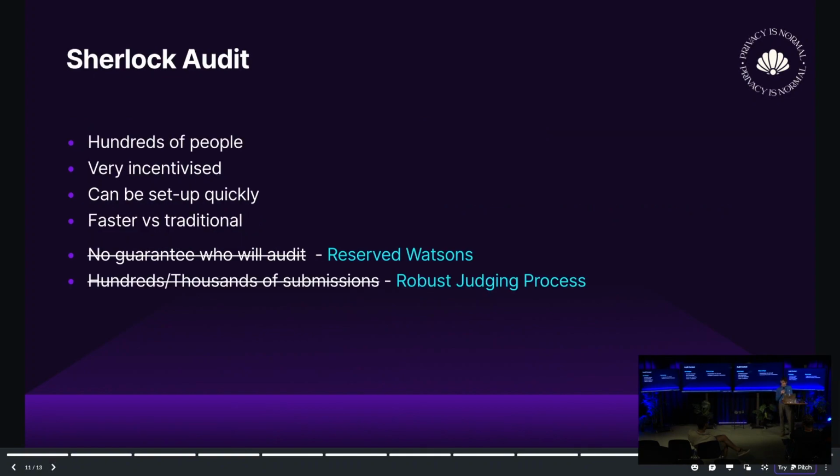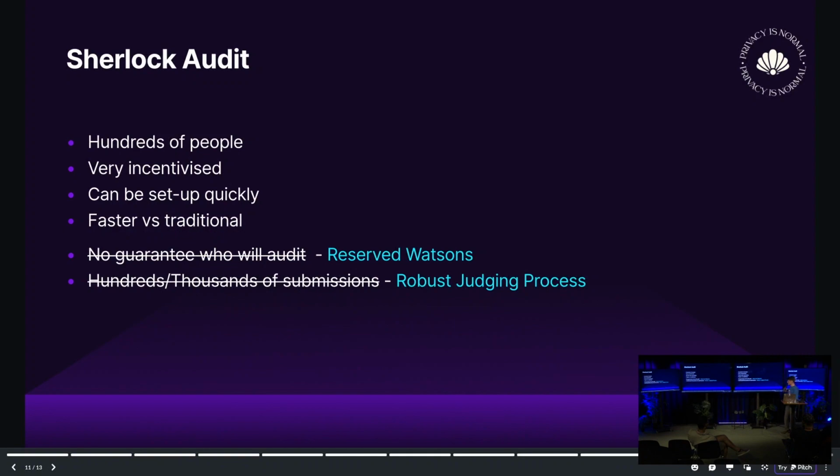Okay. Now, how did Sherlock try to mitigate those disadvantages that an audit contest provides? Now, this is a small shill from my side, so please be prepared. It's only going to last 1 minute, not more than that, okay?